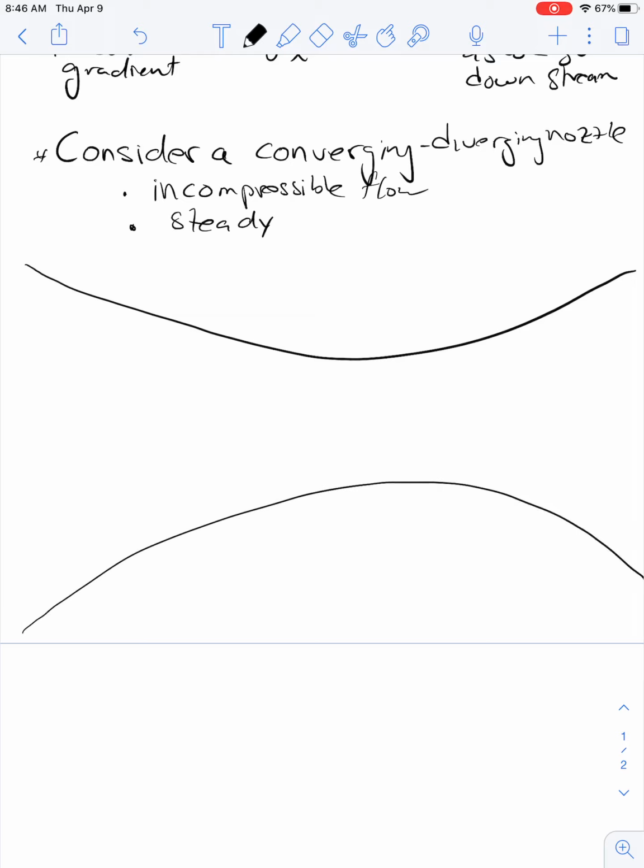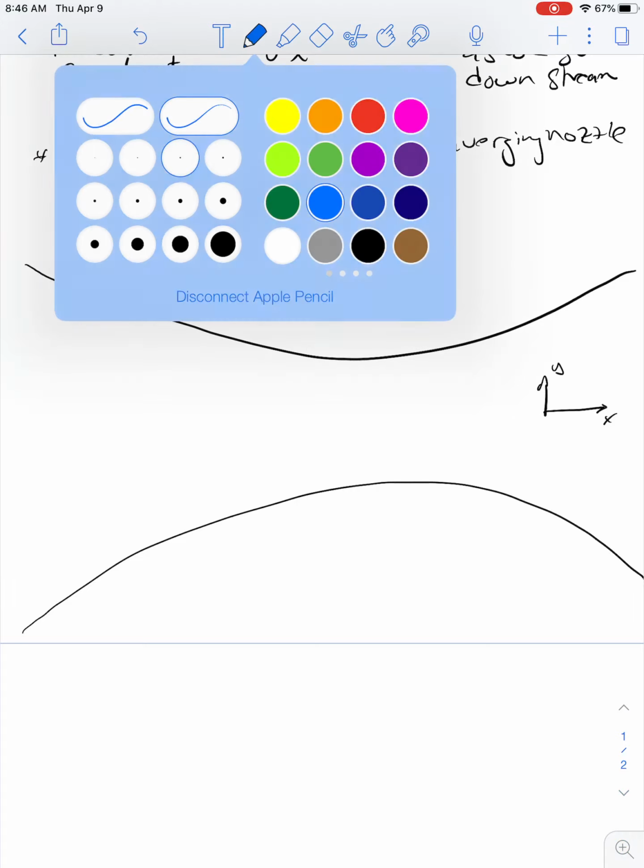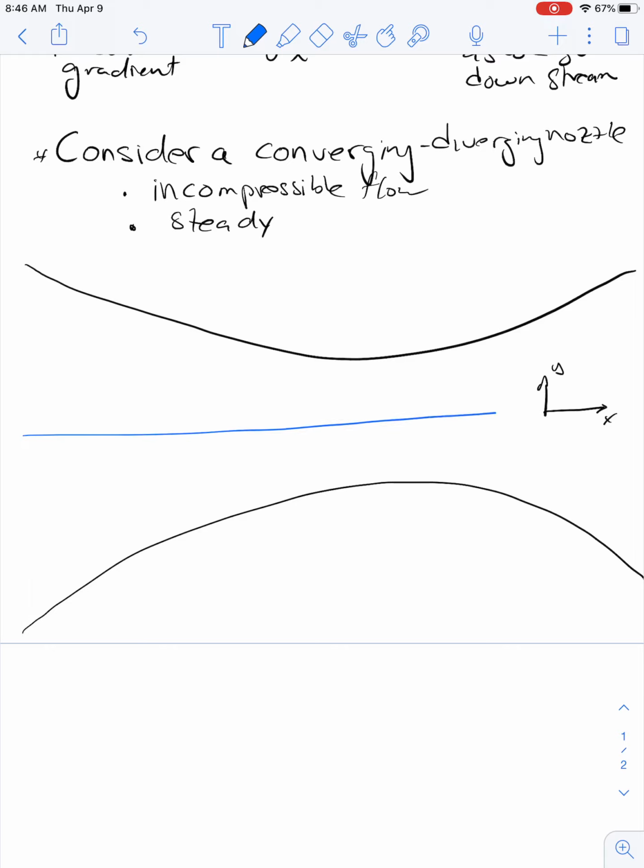That means the area at the inlet gets smaller, and then it increases again. So we have some coordinate system, call this y, and call this x. I want to bring this into the context of what we've talked about before. So imagine we have a streamline going through the center of this converging diverging nozzle, and let's say we have 3 locations: 1 upstream, 2 at the center of the nozzle, and 3 down here in the diverging section.